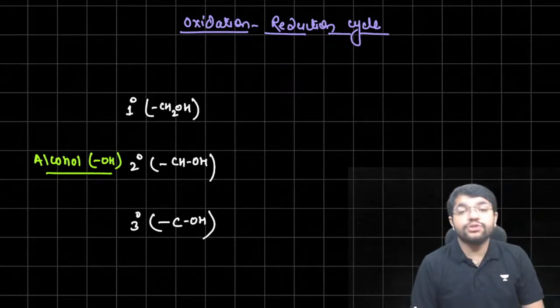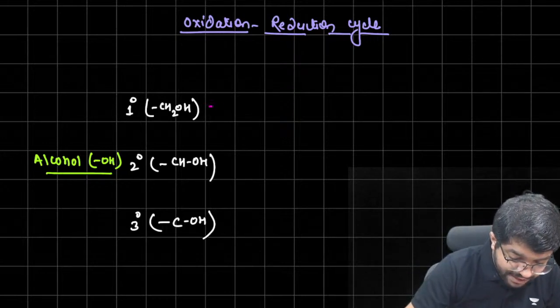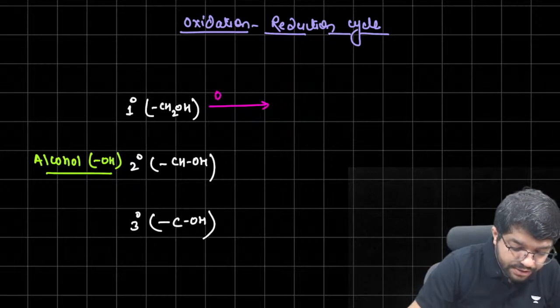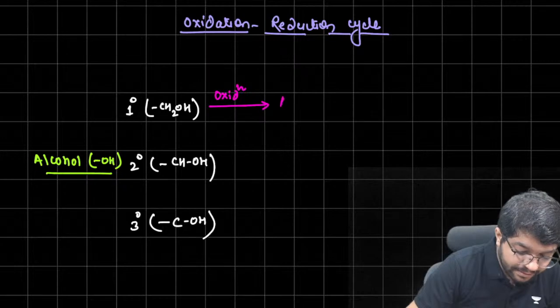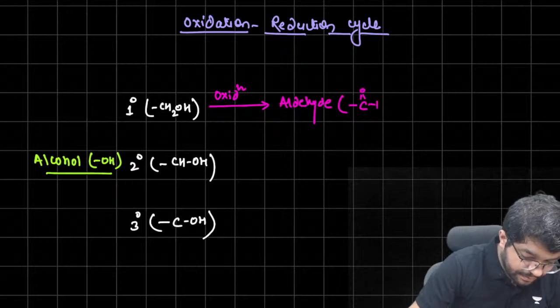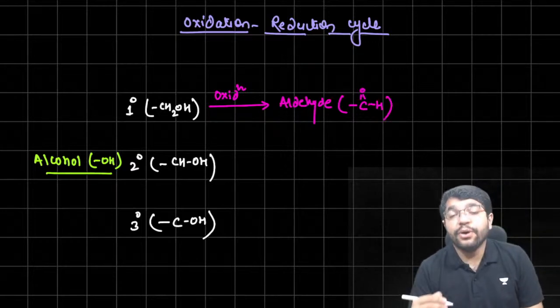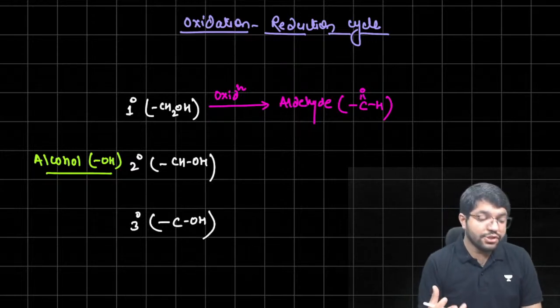1 degree alcohol, CH2OH. When it undergoes oxidation, very, very important, it forms aldehyde, CHO. 1 degree alcohol on oxidation gives you CHO.